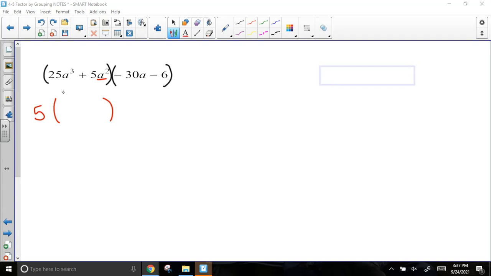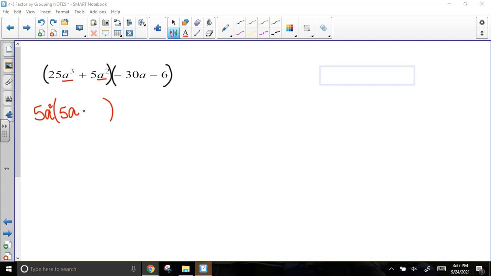Now, actually, they have something else in common. Do you notice how this one has a squared and this one has a to the third? So I can take 2 a's from both of them. So actually, what these two terms have in common is a 5a squared. So here's what I'm going to do. I'm going to take it out using division. 25 divided by 5 is 5. And I had a to the third, but I took two of them out, so I'm left with just 1 a left. So that's me taking out 5a squared.